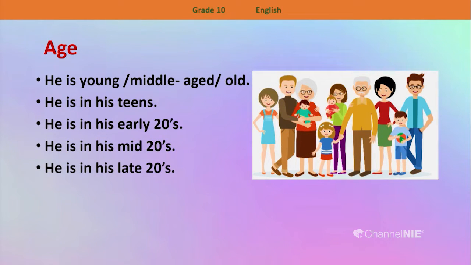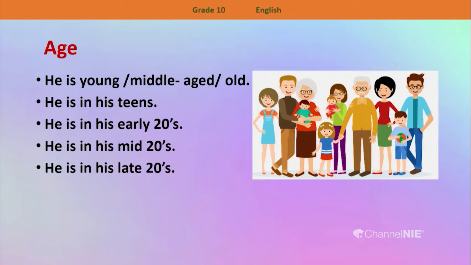Right. Now let us take the age. There are different people at different ages. He is young or middle-aged or old. He is in his teens. A teenager, you can say he is in his teens, or I am a teenager. She is a teenager, or you can say he is in his teens. He is in his early 20s. He is in his mid-20s. He is in his late 20s. Yes, this is what I have just explained to you.